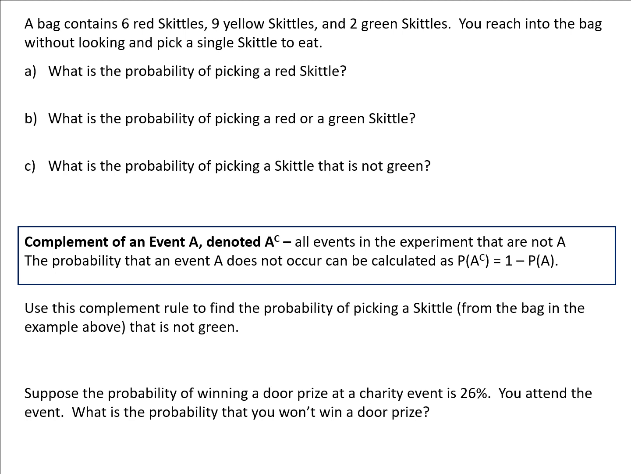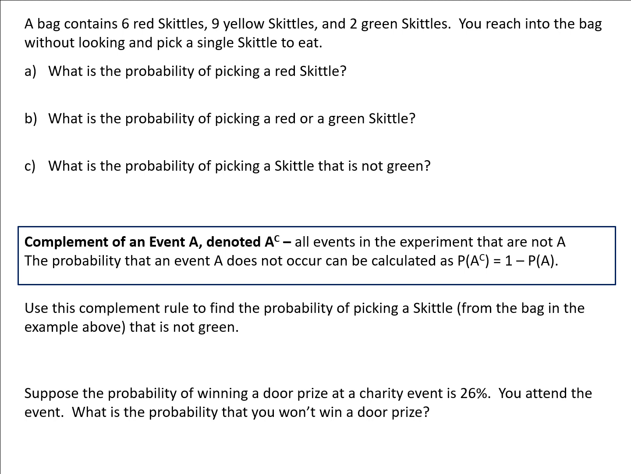Let's calculate some more probabilities with this formal definition. In this example, we have a bag that contains 6 red Skittles, 9 yellow Skittles, and 2 green Skittles. You reach into the bag without looking and pick a single Skittle to eat. A. What is the probability of picking a red Skittle?